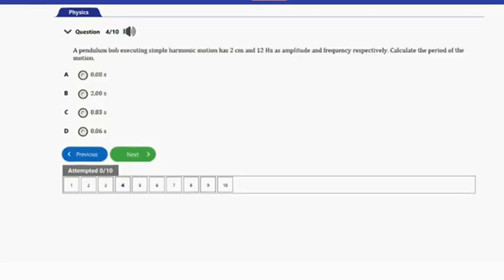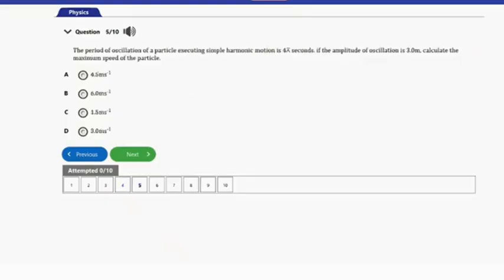So the next question we have here is question number 4. It says, a pendulum bulb executing simple harmonic motion has 2 cm and 12 Hz as amplitude and frequency respectively. Calculate the period of the motion. So guys, for this, what we'll simply do is that the period T is equal to 1 over the frequency, and the frequency here is 12 Hz. So 1 over 12 is 0.08 thereabouts, and that's option A here. So guys, option A is the answer to this question. Let's go ahead and consider the next question, guys.